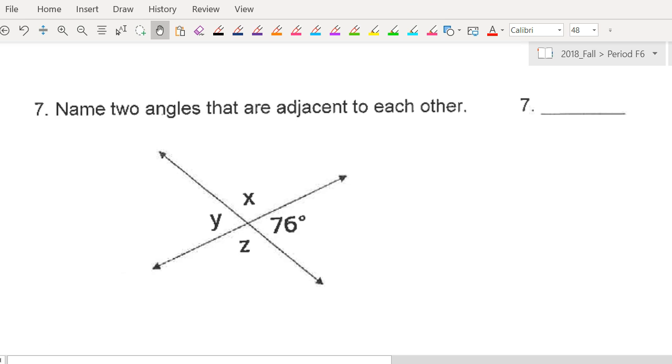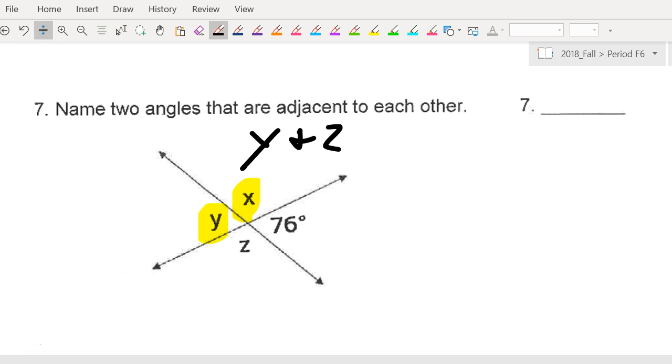Two angles that are adjacent to each other. What angles are adjacent to each other? Y and 76? Those are vertical. We need adjacent. And then Y and X. Y and X, that's correct. Those are next to each other. You could also do Y and Z. There's a bunch of different answers.